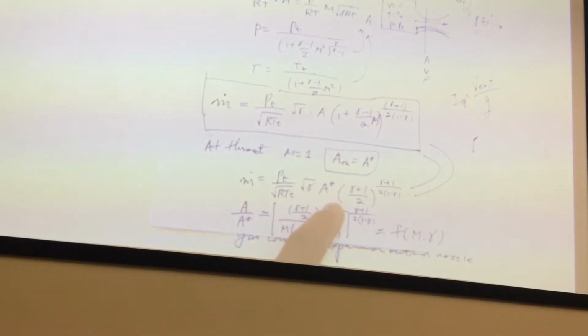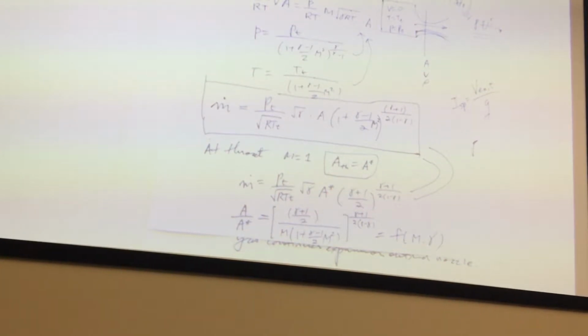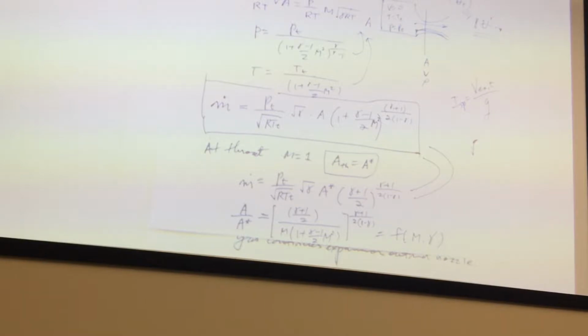Going from here to here? Yeah. M is equal to 1 and equal to A star, so the M goes away, but there's still a 1 plus gamma minus 1/2. That's just how we're wondering what happens with 1 plus. You guys discuss, okay?